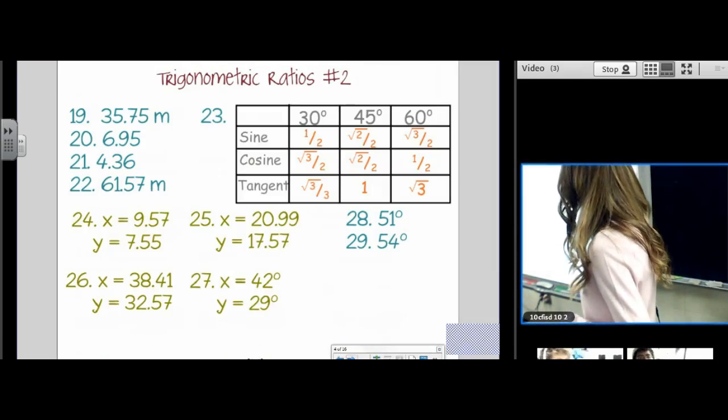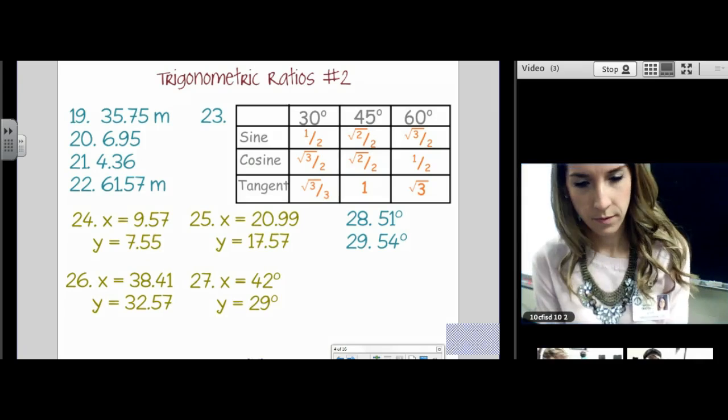Is there a page 2? Yeah, here's page 2 of the answers.